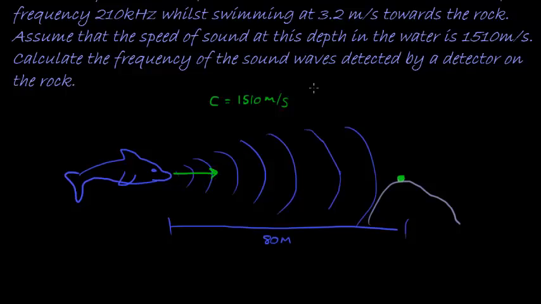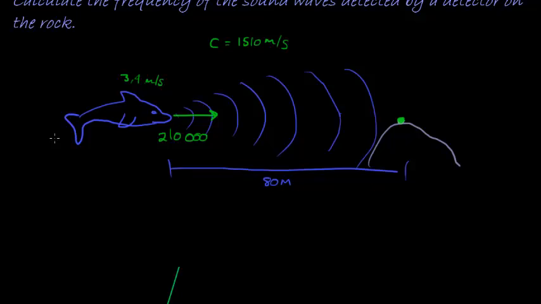The dolphin itself is traveling towards the rock at 3.4 meters per second, and it is emitting a frequency of 210,000 hertz, kilohertz. Okay, with that all in mind, let's go to our formula, which is, what is the frequency observed? So this is where the frequency is being observed. The frequency observed is c minus the velocity of the listener, the detector, I mean, minus the velocity of the source, times the frequency of the source.